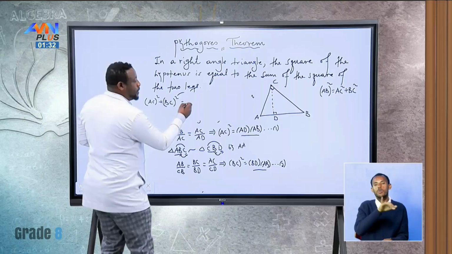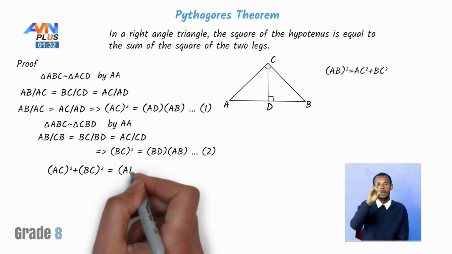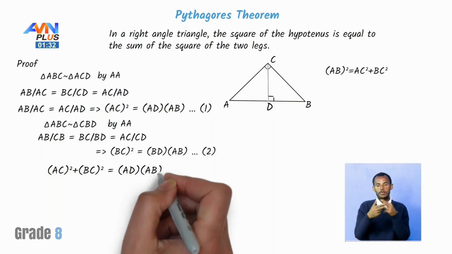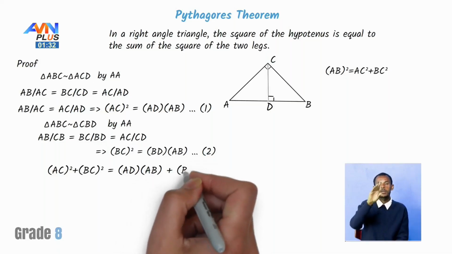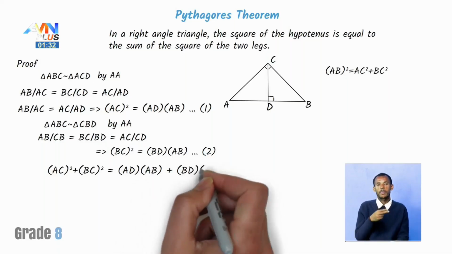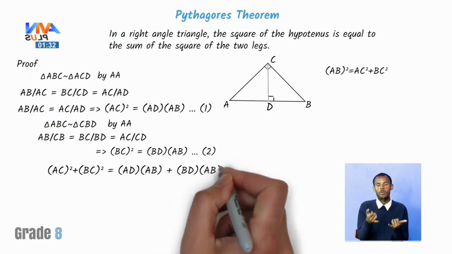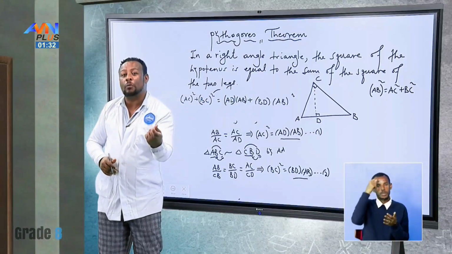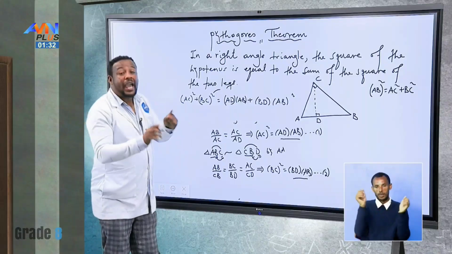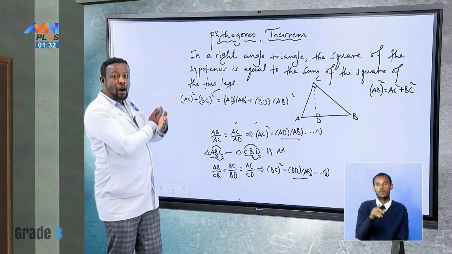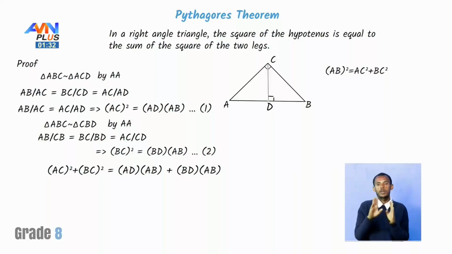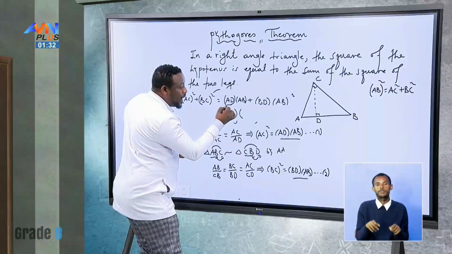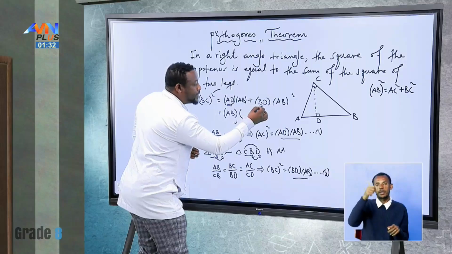So this is the same as AD times AB plus BD times AB. Now, look at these two terms. In these two terms, we have something in common, which is AB. AB is common, so you can take it out. Then when you factor out AB, inside you will get AD plus BD.